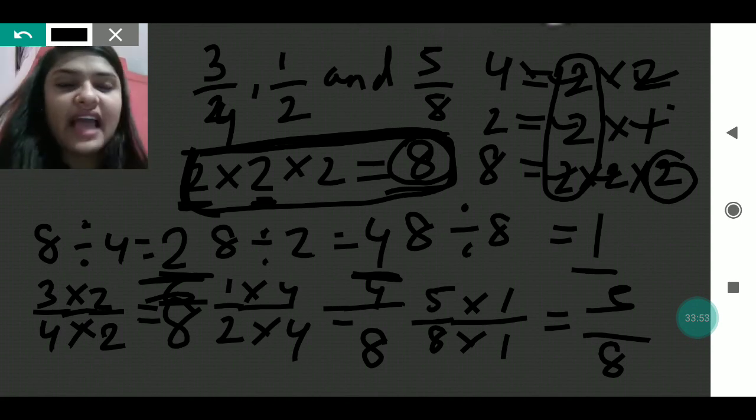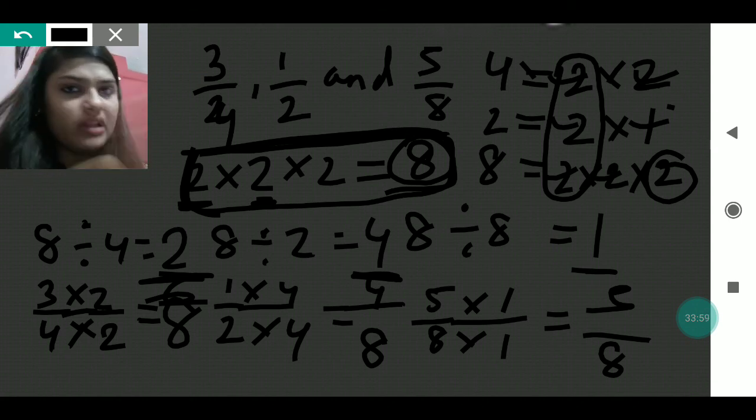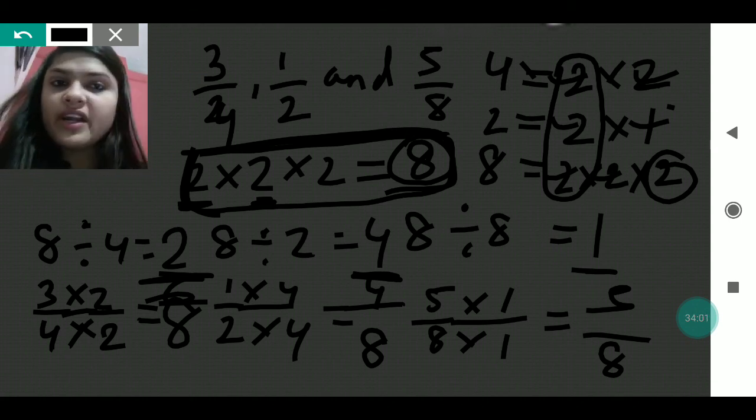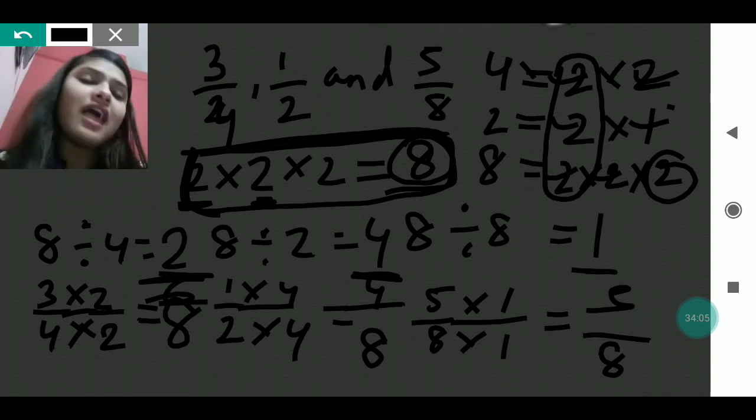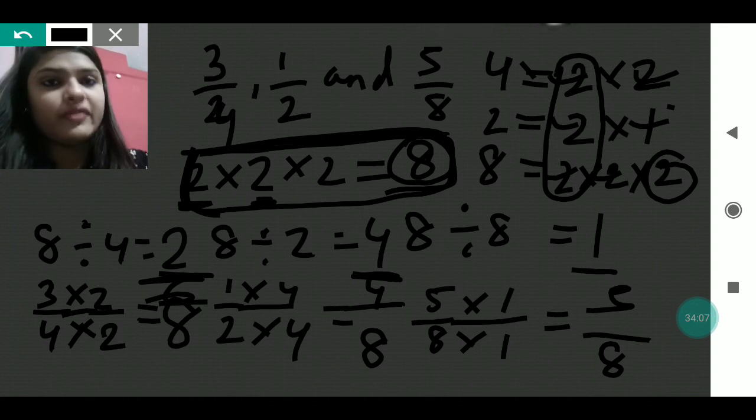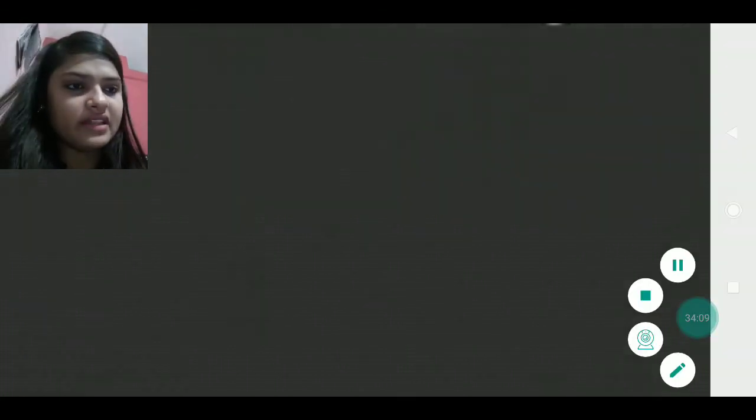First, we have to find the LCM of all the denominators. After getting the LCM, we have to multiply the numbers to find the common denominator for each and every fraction. After that, we can compare. But before that, we cannot. Now, I think it is clear.